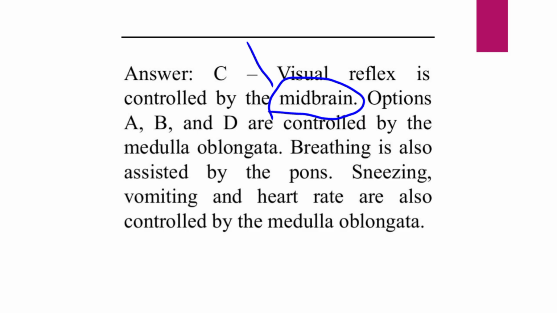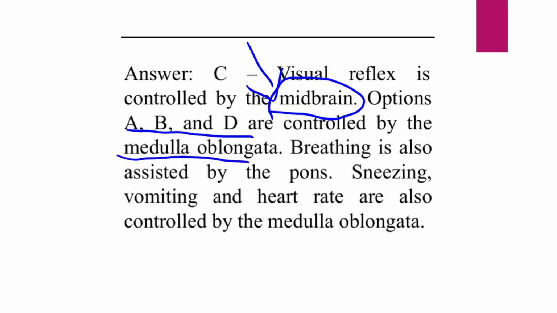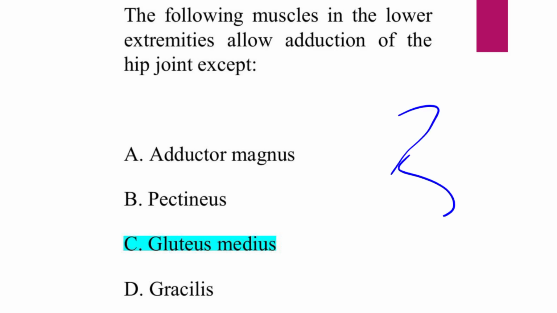Note this: visual reflex is controlled by the midbrain. Options A, B, and C are controlled by the medulla oblongata. Blood pressure, blood vessel diameter, breathing, and swallowing are controlled by the medulla oblongata. Breathing is also assisted by the pons. Sneezing, vomiting, and heart rate are also controlled by the medulla oblongata. Kindly note this. Next, we have MCQ number 5.